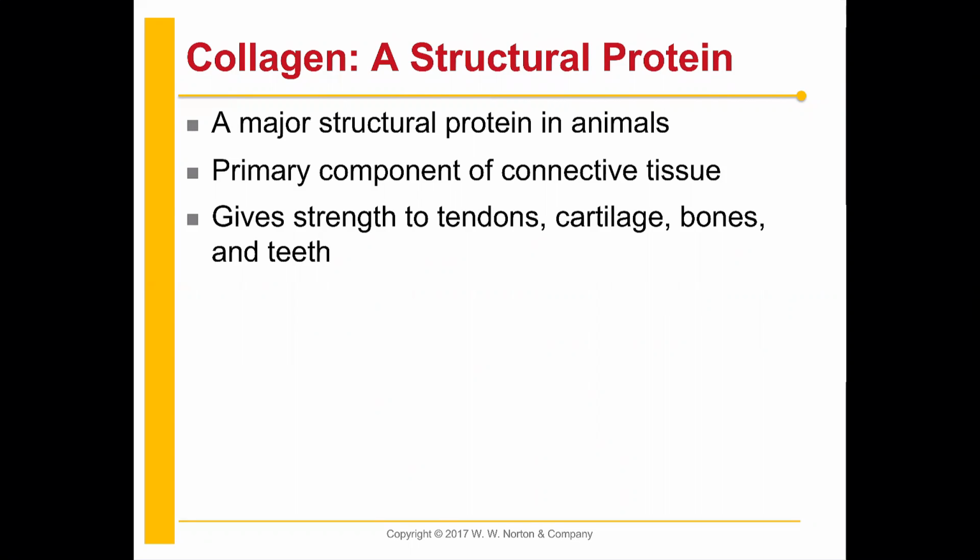Collagen is a major structural protein in animals, but in specific places. So all connective tissue is pretty much mostly collagen. And the collagen is included in other tissues like tendons, cartilage, bone, teeth, and collagen gives those structures strength, so that they can withstand a lot of stress and torsional strain and things like that.